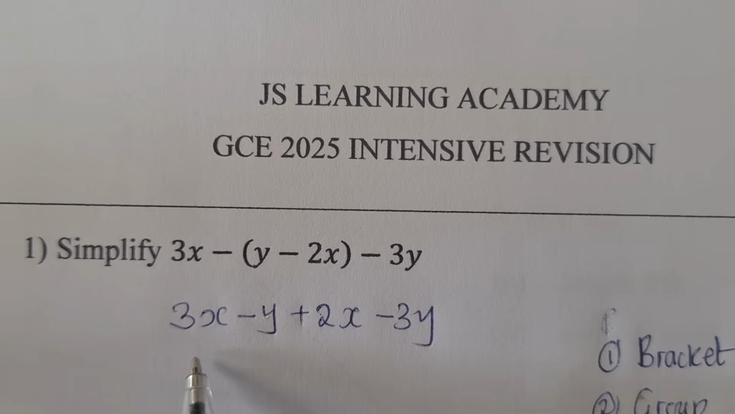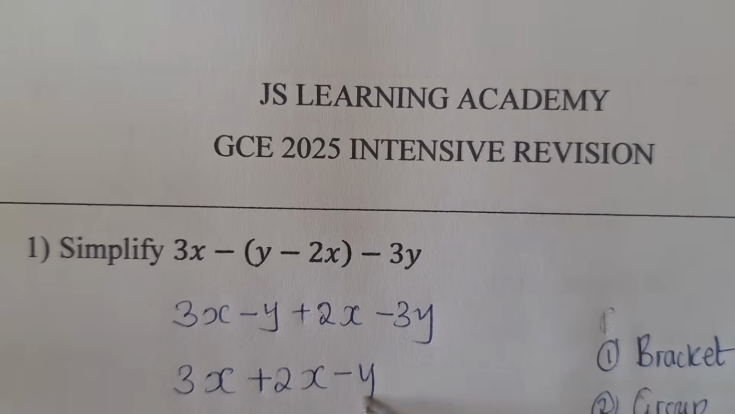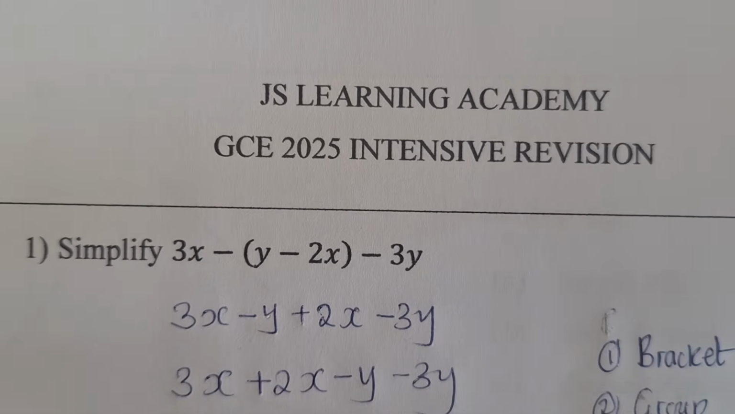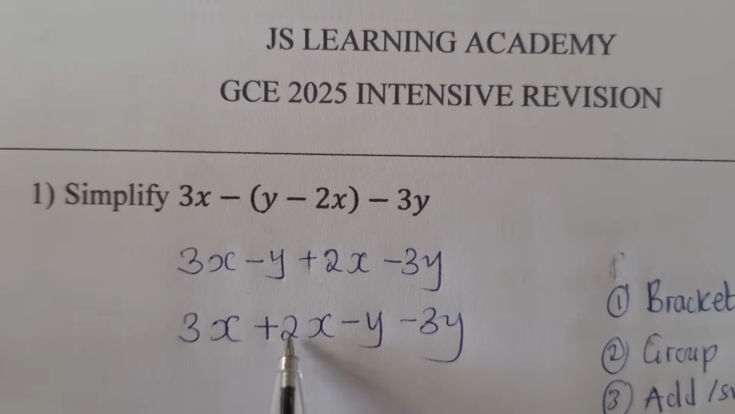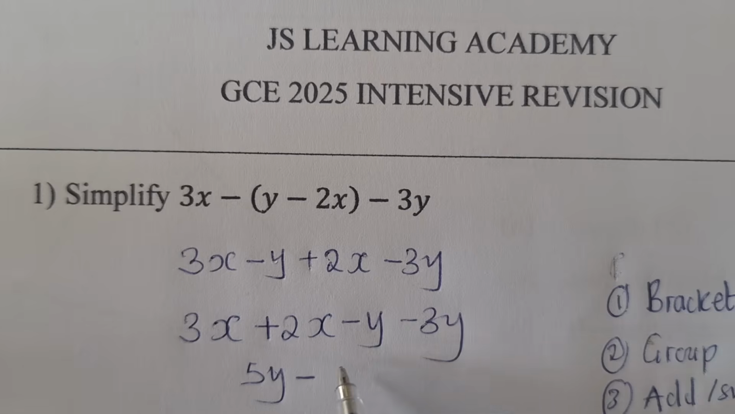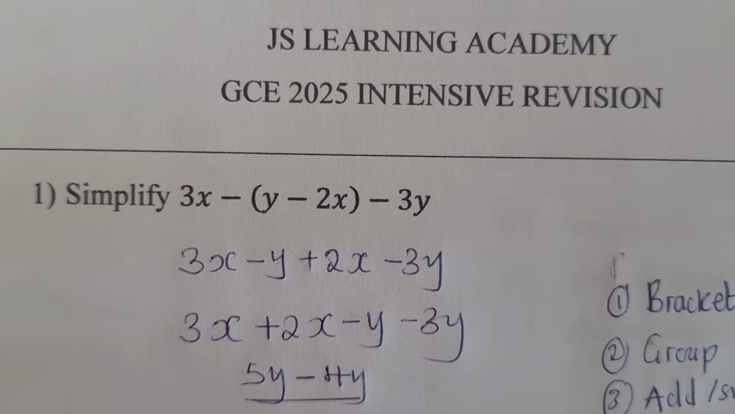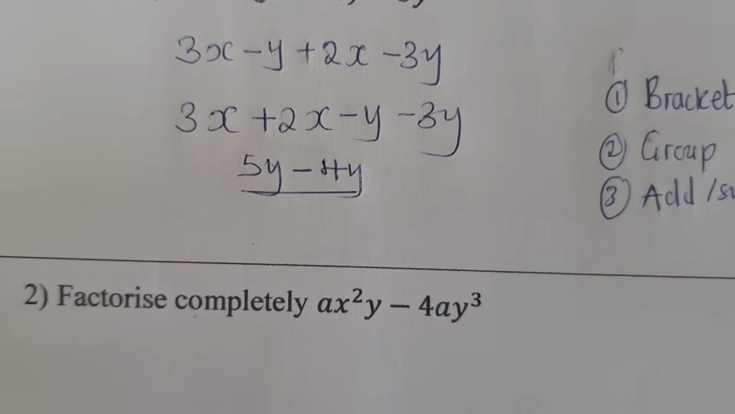Step 2, we group the like terms. So 3x plus 2x minus y minus 3y. And from here we can say this is giving us 5x, minus this one is of course giving us 4y. So this is our answer for question 1.